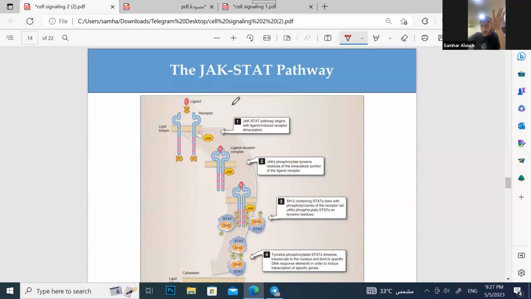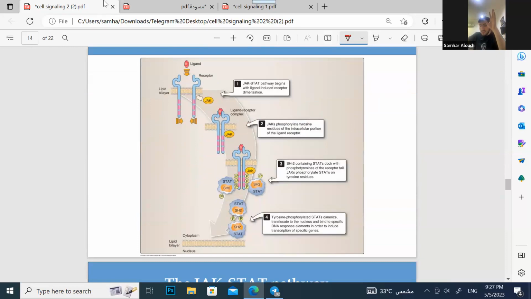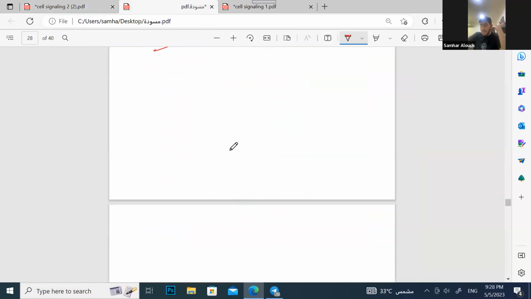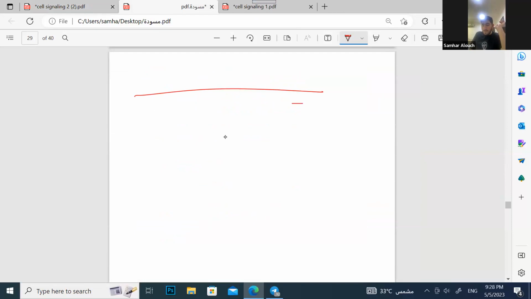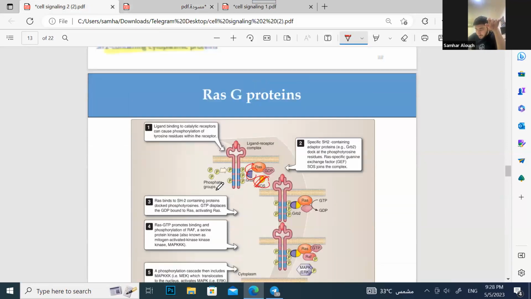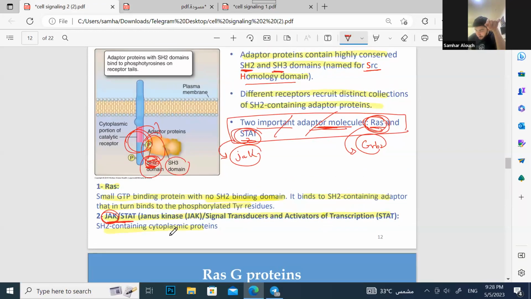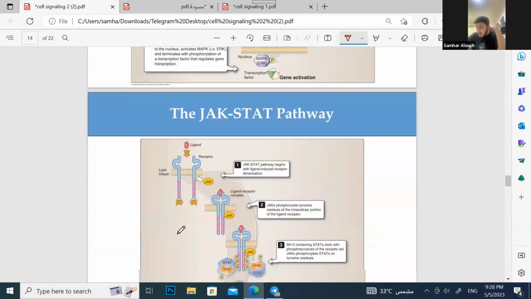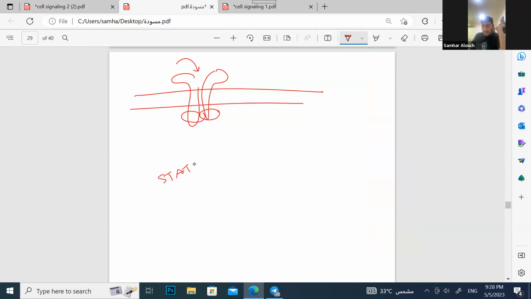Now let's talk about the Jak-Stat pathway, and it's a very important pathway. Okay, and it's easy. Let's start. So we have the membrane, we have the tyrosine kinase, we have the ligand binding, and the tyrosine kinase gets activated. The aim of tyrosine kinase is to activate Stat. Okay, just a second here. I want to make sure of one thing. Yeah. Okay. And it wants to activate Stat.